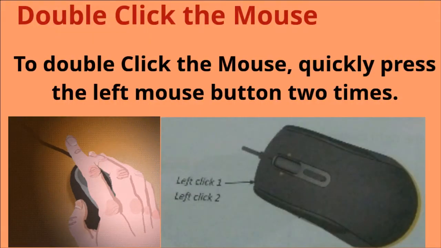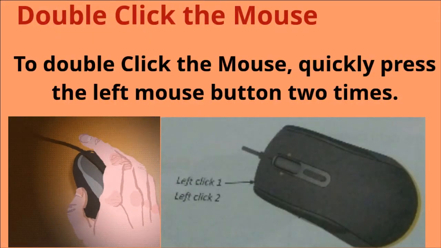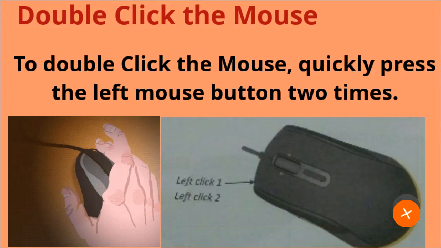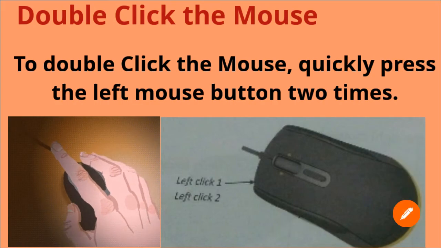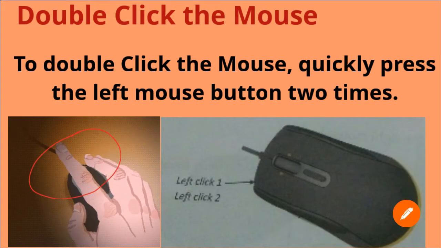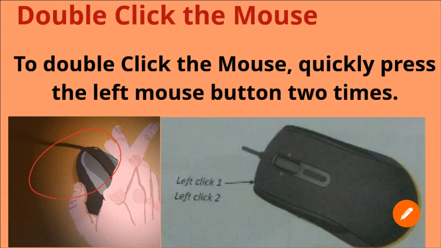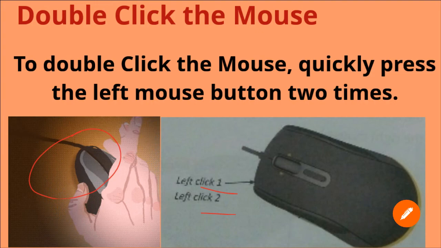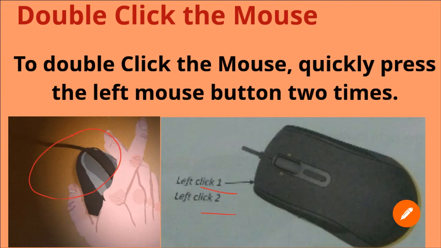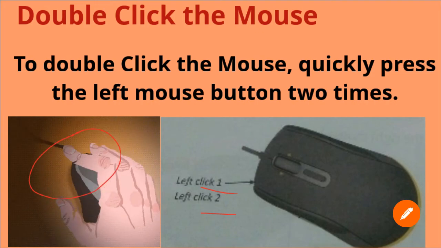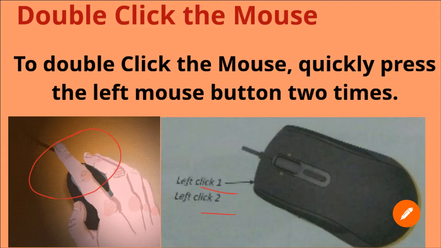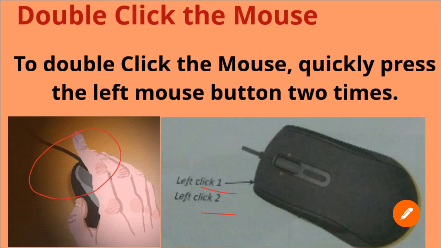To double click the mouse, quickly press the left mouse button 2 times. Here you can see in the picture also it is given how to double click the mouse. This is 1, left click 2. You have to immediately click the mouse button and double click. You have to do likewise to click the mouse.